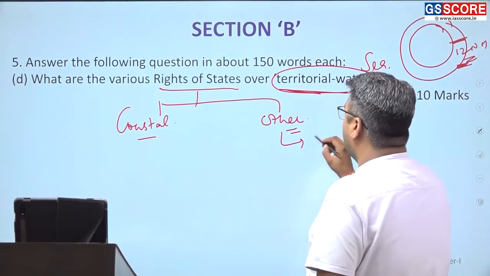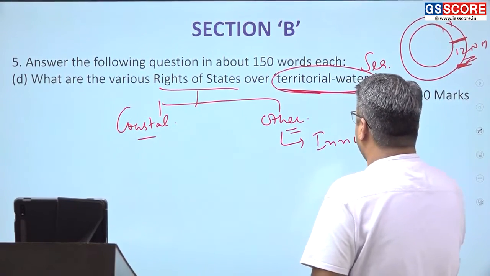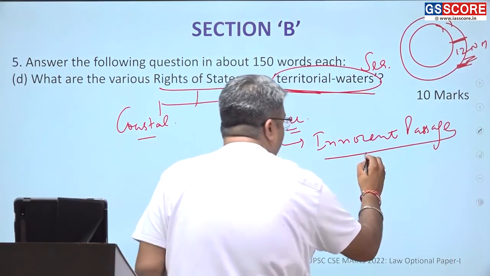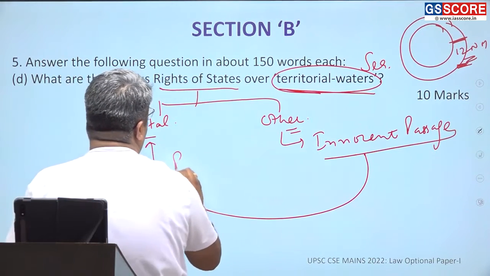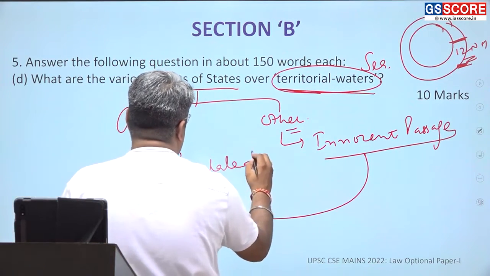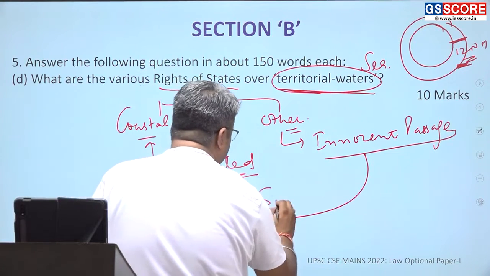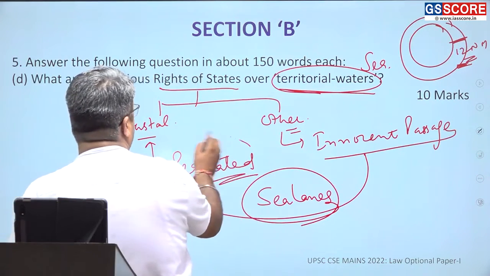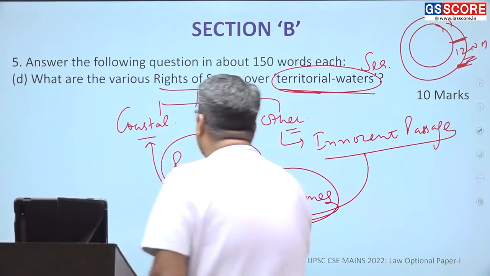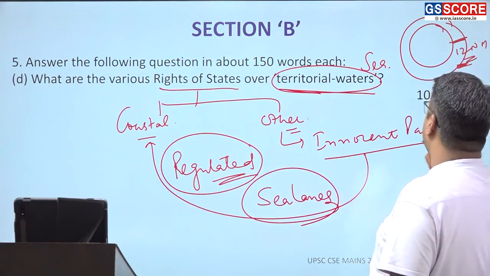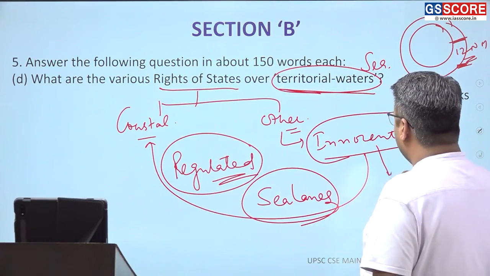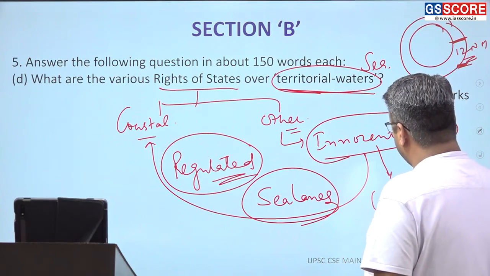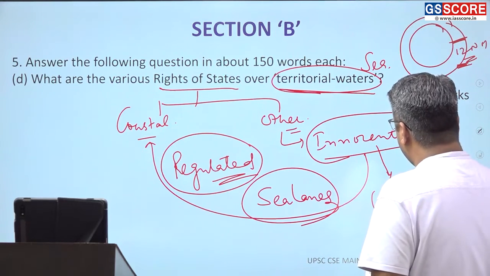Other states have a right of innocent passage. Just explain this. And this innocent passage can be regulated by the coastal state, like, for example, providing sea lanes, managing traffic. Okay, so these kinds of regulations the coastal state can make, but they cannot stop other states from this right of innocent passage. What is innocent? When it is continuous and expeditious. So this we call the right of innocent passage.